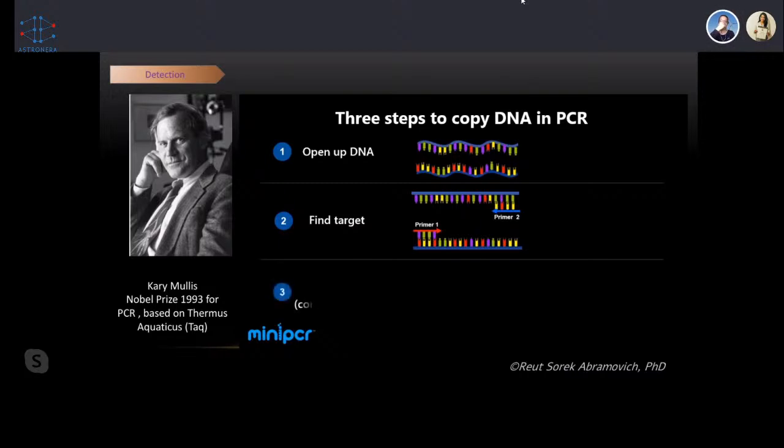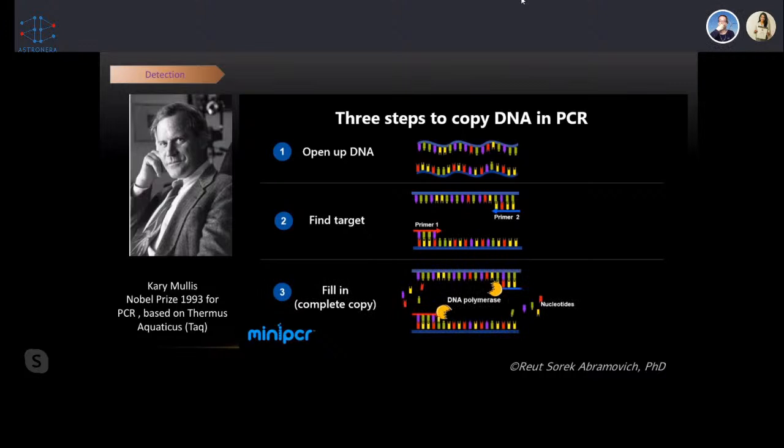The third and final step is to fill in the genetic information between the primers. An enzyme called DNA polymerase adds the building blocks of DNA called nucleotides to create an identical DNA strand. DNA polymerase works in our own cells to replicate our own DNA each time it divides.